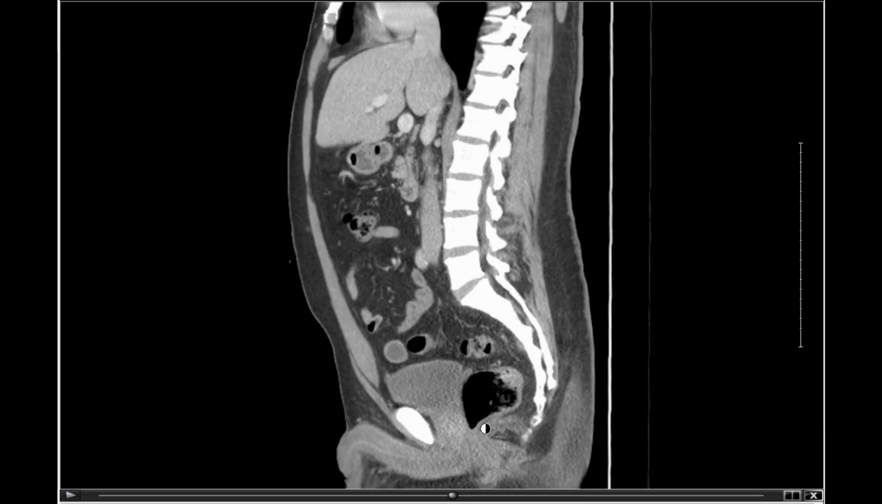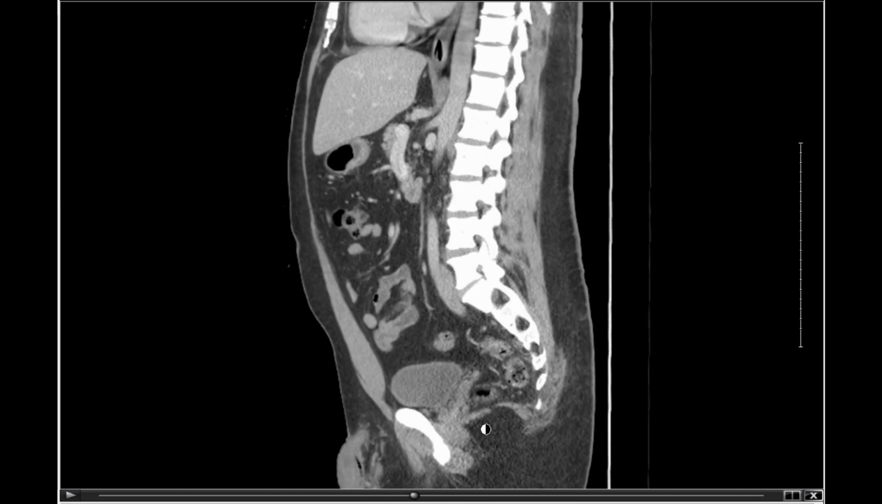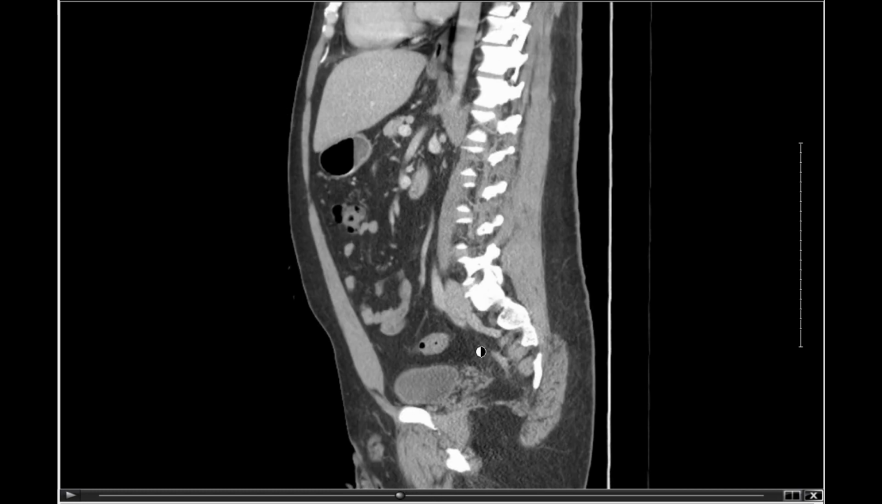And I don't think we're going to see a whole lot else. So that's it for this sagittal view of the body. Thank you very much.